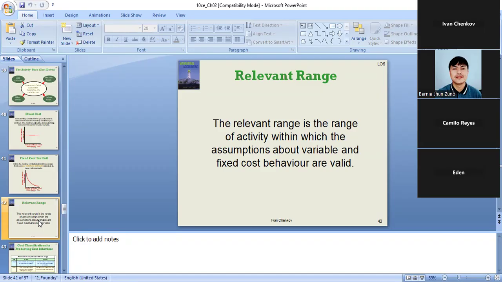Is it for one zone? Is it for two zones? Is it for three zones? So you can see the total cost is going to change. Per month is going to stay the same, but if you're moving from one zone to two zones, you have to pay more.